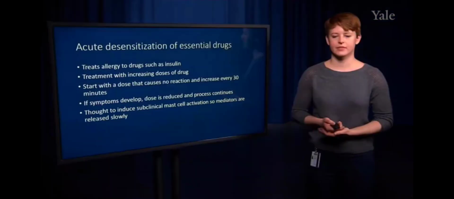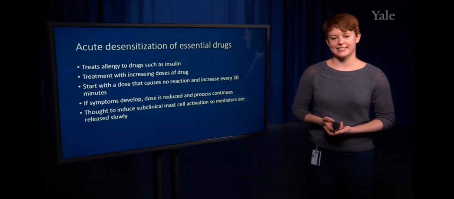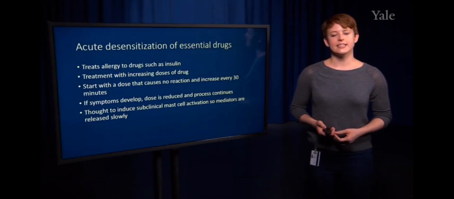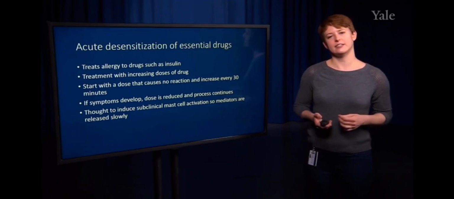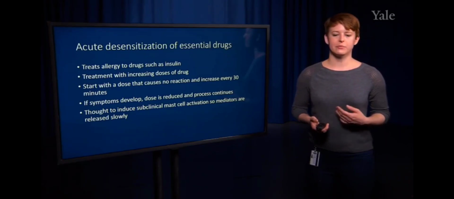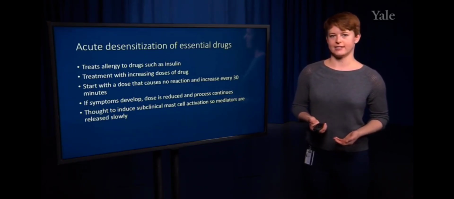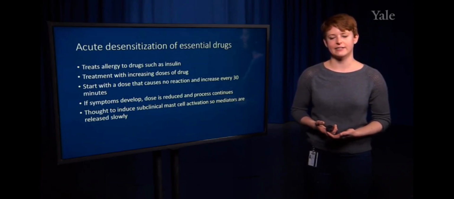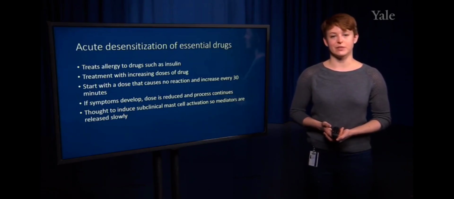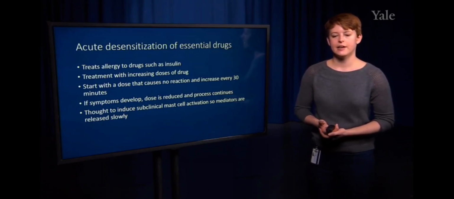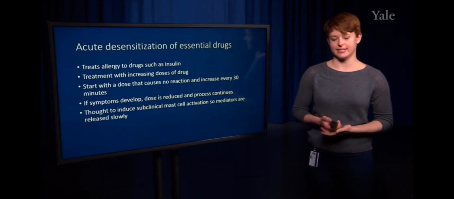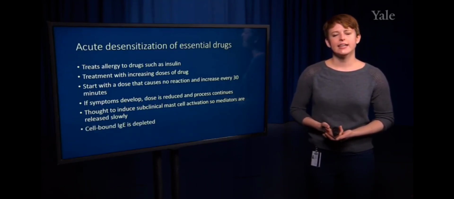So it's thought that this can help induce subclinical mast cell activation. So this essentially means that the very small doses of this allergen can help release only a few granules at a time, or maybe only a couple mast cells will be activated. And this isn't enough degranulation to cause immune system symptoms. So this process is continued over time, allowing these mediators to be released very slowly. It also helps deplete the amount of cell-bound IgE.